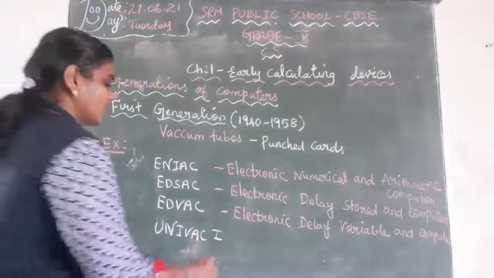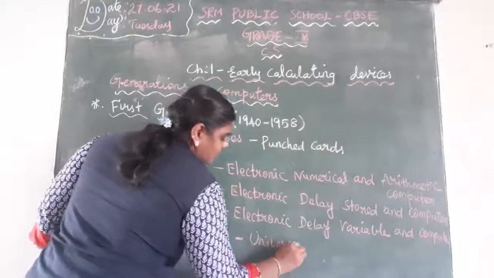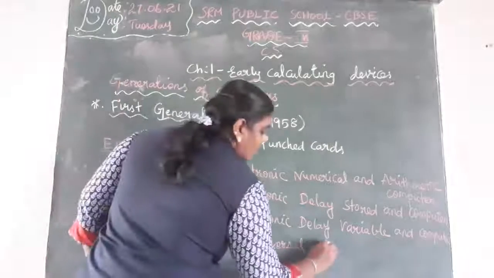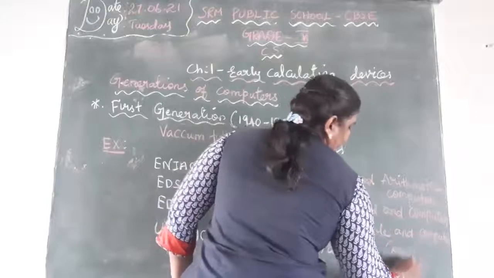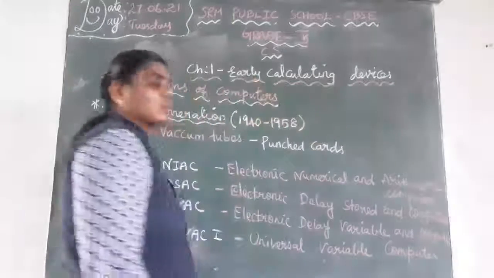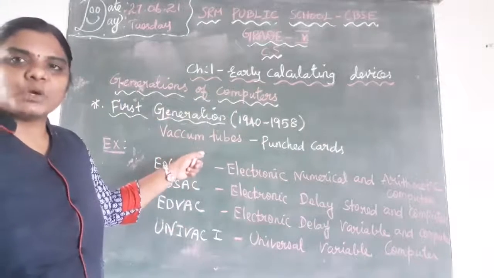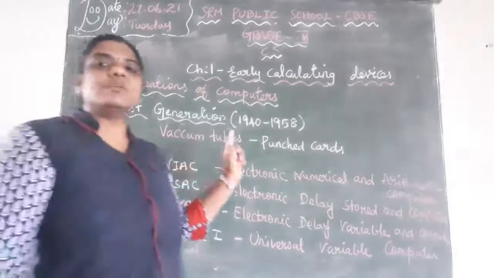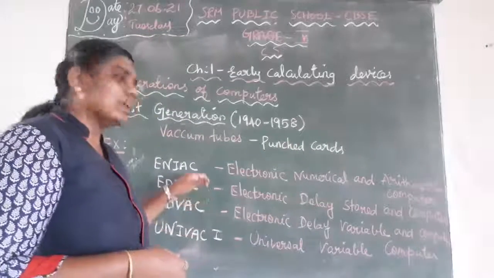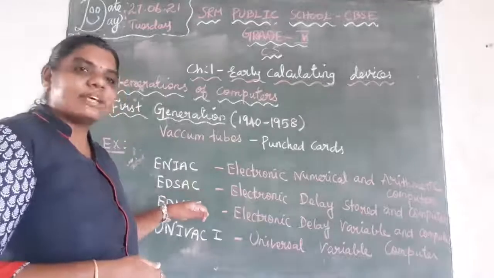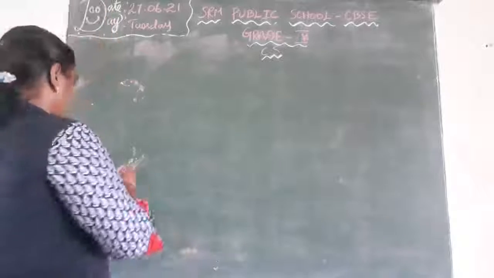What is the last one? UNIVAC I. Universal Variable Computer. Understand? Yes. So what is the first generation computer device name? Vacuum tubes. When the computers were used? 1942, 1958. What are the examples for first generation computers? ENIAC, EDVAC, EDSAC and UNIVAC I. Okay. Then next one, second generation computers.